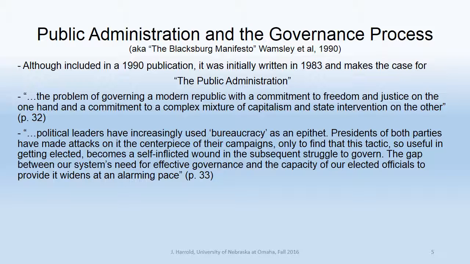Okay, so public administration and the governance process. This is by Walmsley and a whole bunch of other people from Virginia Tech. And this article was initially written in around 1983. It's in this 1990 book, but it was initially written around 1983 and changed a couple times. And it was called the Blacksburg Manifesto.